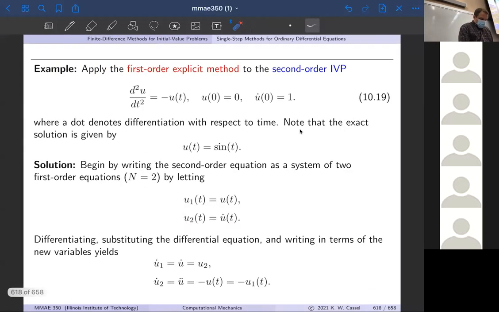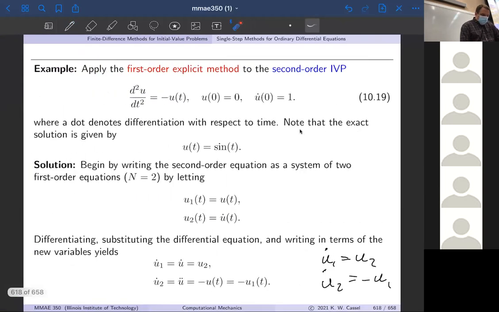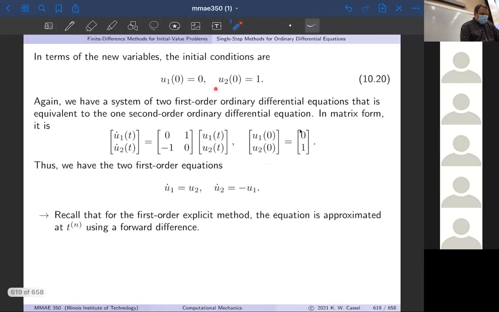So then let's just write down the final form just to make it clear. We have u1 dot is equal to u2, and u2 dot is equal to minus u1. So again, one second order equation has been converted to 2 first order initial value problems. The corresponding initial conditions: u and u1 are the same. So u1 at t equal to 0 is 0, and then u2 is u dot. So u dot at 0 is 1. Therefore u2 at 0 is 1, because again, u2 is equal to u dot.